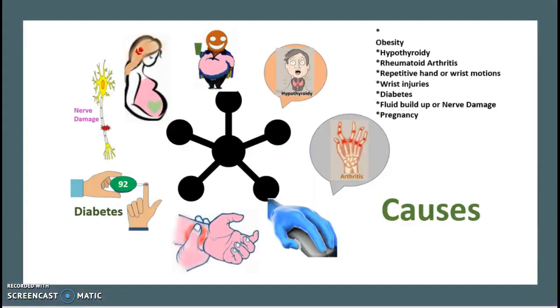Now, there are also various different things that can cause carpal tunnel syndrome. The first is going to be obesity, hypothyroidism, arthritis, more specifically rheumatoid arthritis, repetitive hand or wrist motion. So if you're a gamer, this could be dangerous. Repetitive hand or wrist motion, again, could cause it. Diabetes, wrist injuries, fluid buildup or nerve damage, and the last one is pregnancy.